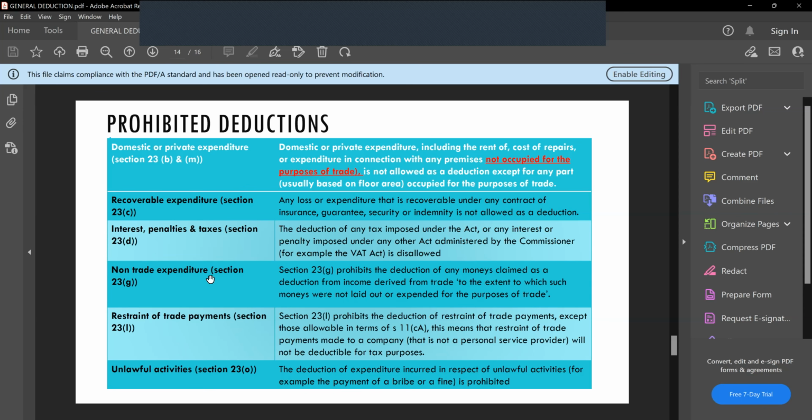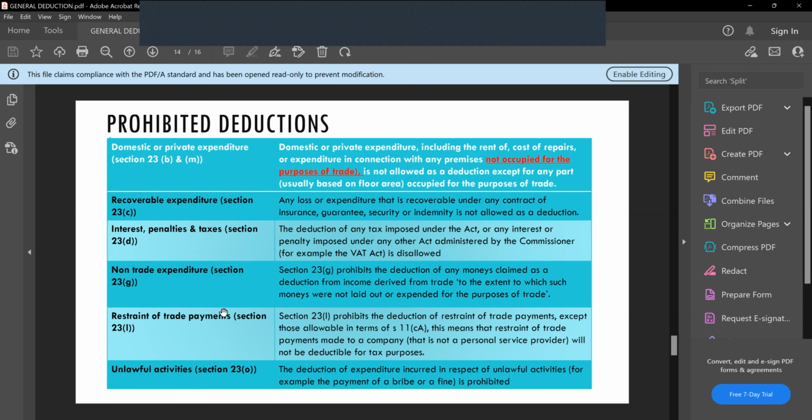Then there's non-trade expenditure, which is prohibited in terms of Section 23G. Section 23G prohibits the deduction of any monies claimed as a deduction from income derived from trade to the extent to which such monies were not laid out or expended for the purposes of trade. So you can't claim an expense if it was not incurred for the purpose of trade.